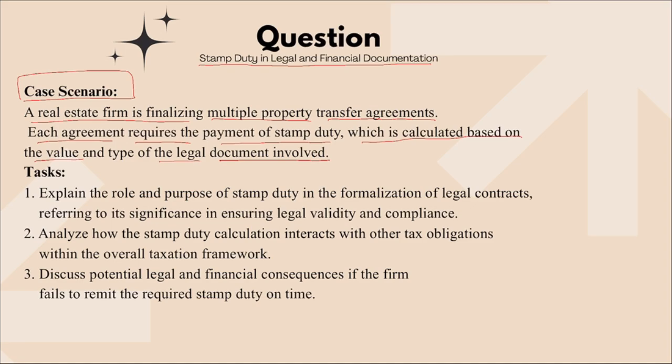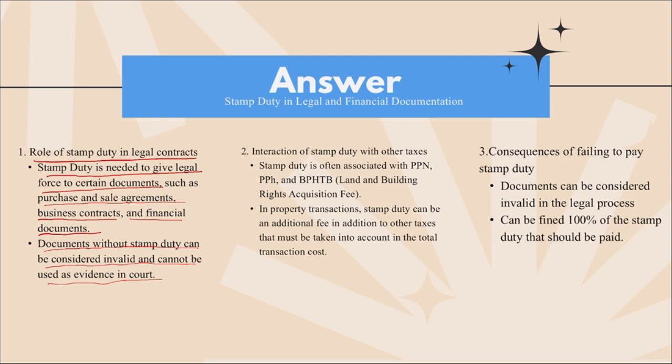The first point is stamp duty is needed to give legal force to certain documents such as purchase and sale agreements, business contracts, and financial documents. And the second is documents without stamp duty can be considered invalid and cannot be used as evidence in court. So the documents that are subject to stamp duty, like sales and purchase agreements, business contracts, financial transaction documents, and without stamp duty, documents can be considered invalid. Documents without stamp duty have no legal force in court.